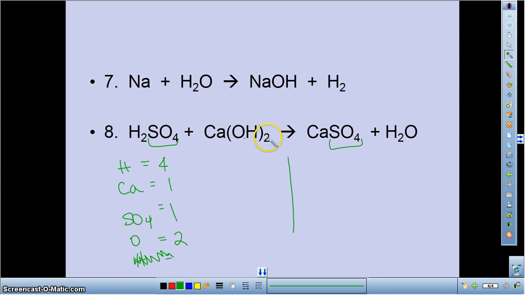So I just wanted to show you an example of when you had parentheses involved and a polyatomic that transferred and one that didn't. So practice makes perfect, and you can ask any questions about these in class, and hopefully this lecture helps with you understanding how to begin to balance equations.